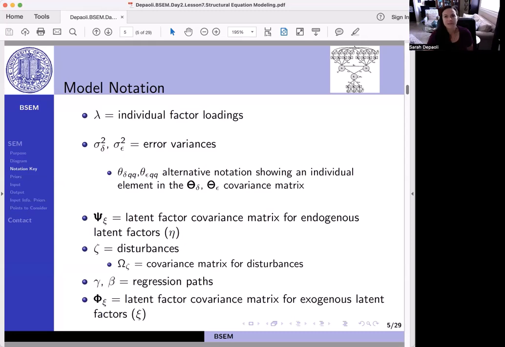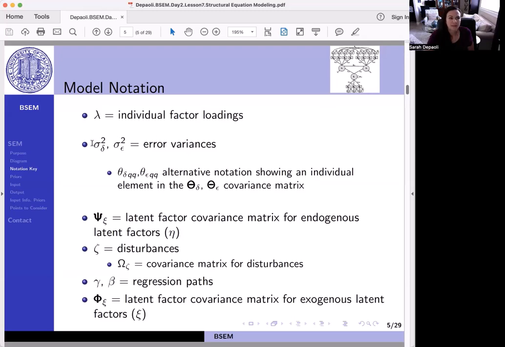So we have observed items that are linked to the latent factors through loadings that we call lambda, and we can see them up here. They're linking observed items to loadings. We also have error variances that are associated with these observed items. We have some down here and some up here.